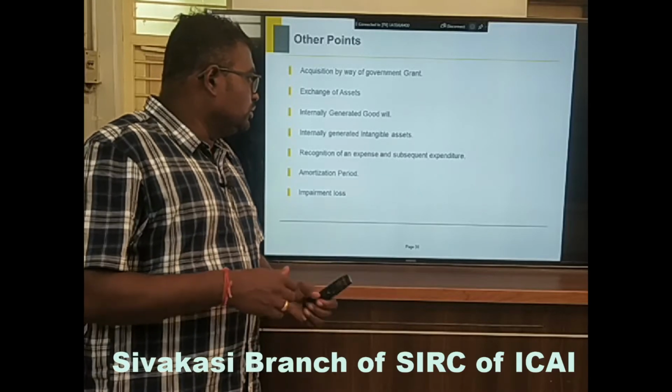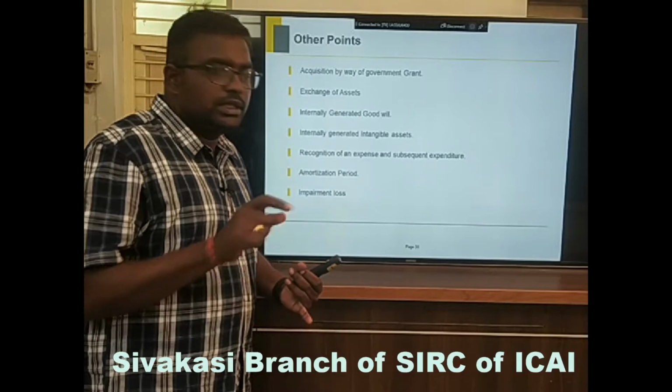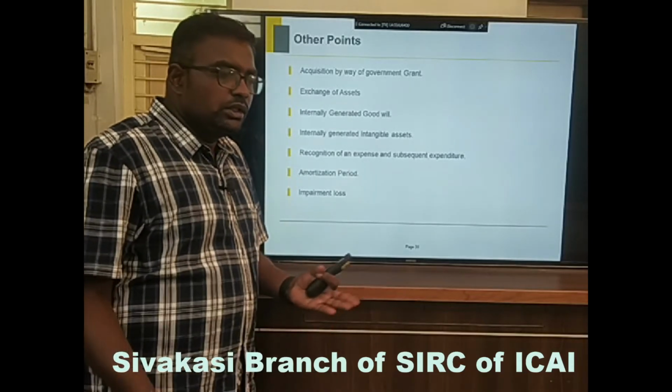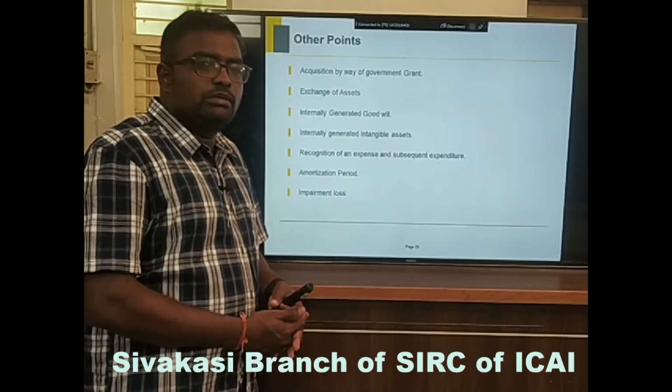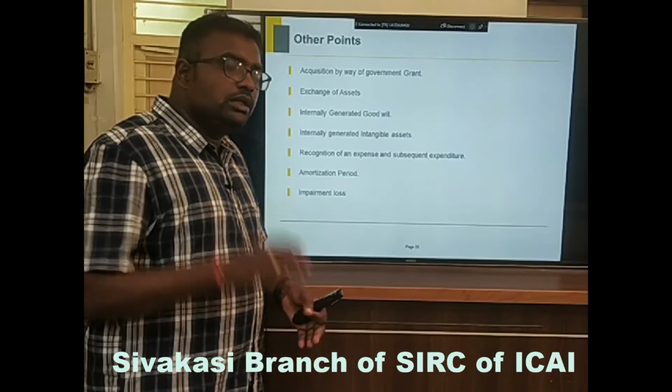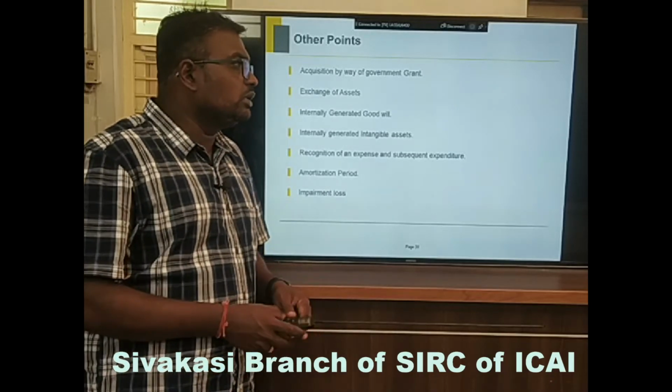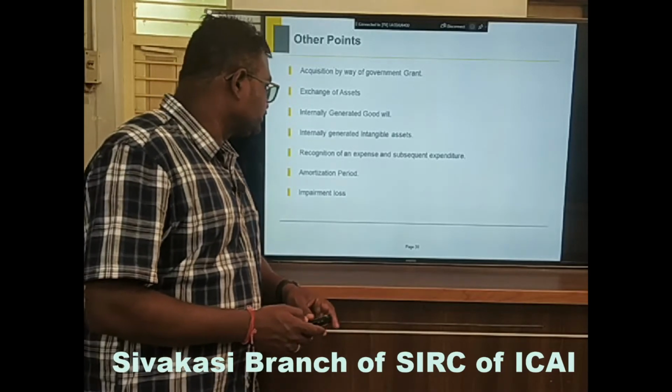So you should succeed in developing the software, so you should move to the development stage. Research and development expenditure put together should get capitalized. Research expenditure alone cannot get capitalized. It has to be charged to the profit and loss account.